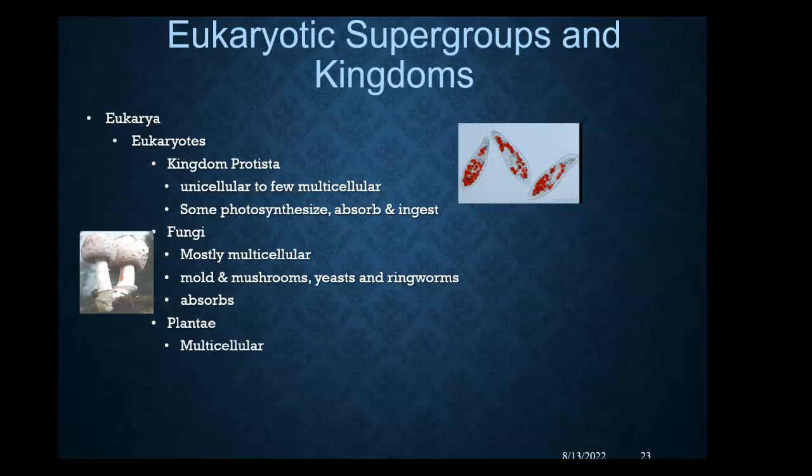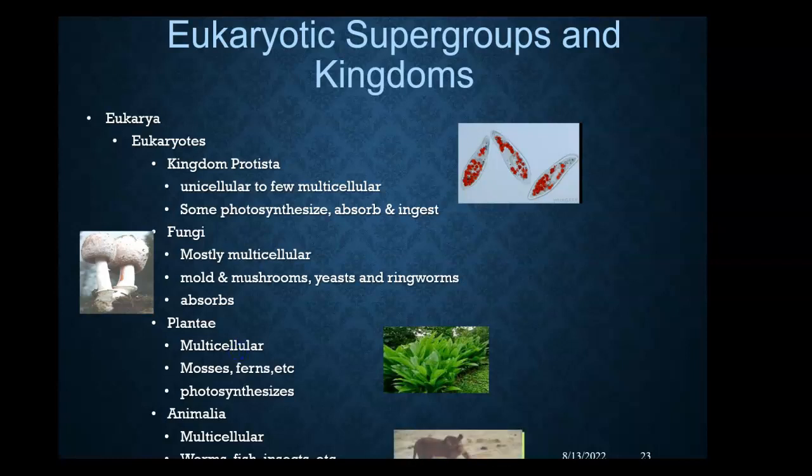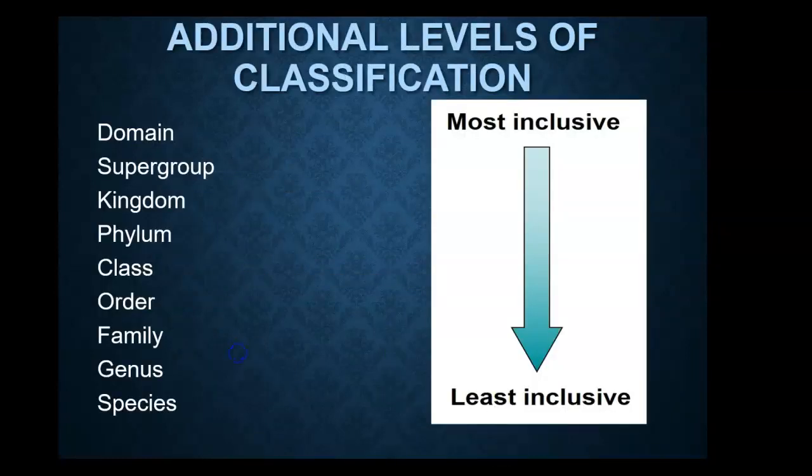Kingdom plantae. We know that these are mostly multicellular, includes your mosses, your ferns, for example. And we said that they can make their food. And then kingdom Animalia, multicellular, but we know that this includes the worms, fishes, insects, etc. And we know that they ingest their food.